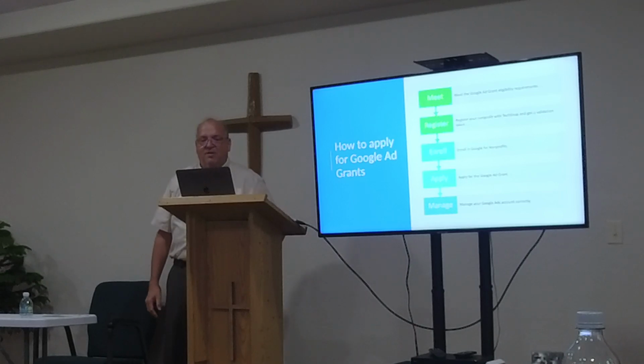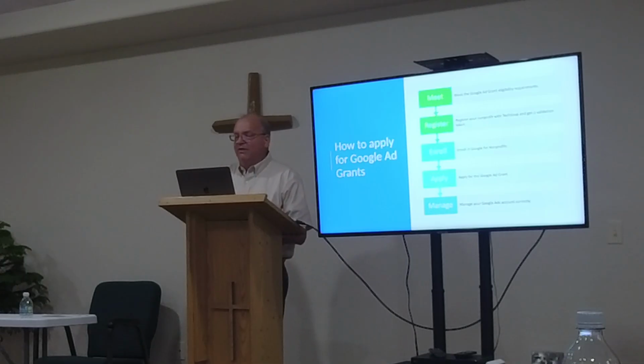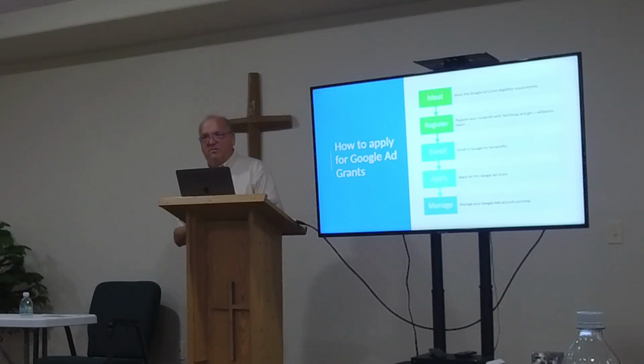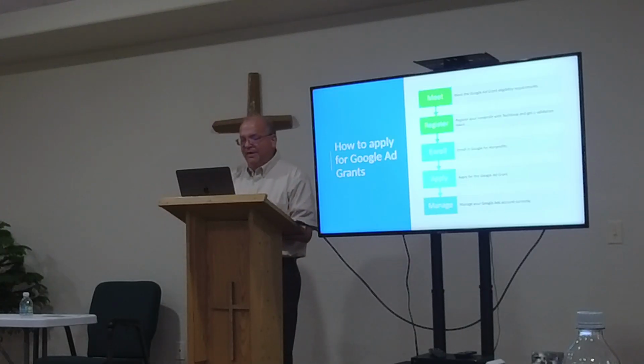So how do you apply? Well, the first step is you need to make sure that you meet the Google Ad Grant eligibility requirements. We'll talk a little bit about these as we go along. Then it's a few steps here, a few hoops you've got to jump through. Then you register your church or nonprofit with an organization called TechSoup. TechSoup just verifies that you're a nonprofit. Then you enroll in Google for Nonprofits.